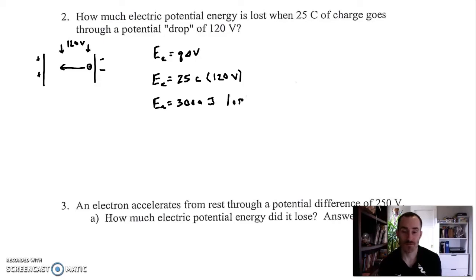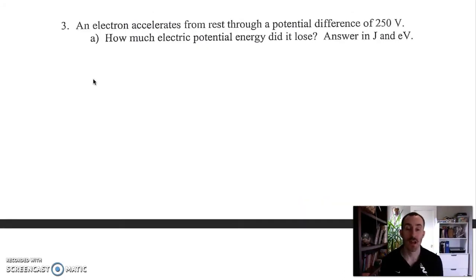3,000 joules was lost. Okay, but it didn't just disappear. Remember, energy gets transformed from one type to another, and so that means that charge, though it lost 3,000 joules of potential energy, it gained 3,000 joules of kinetic energy. And the last one I want to do with you is this. An electron, one electron, accelerates from rest through a potential difference of 250 volts. How much electric potential energy did it lose?